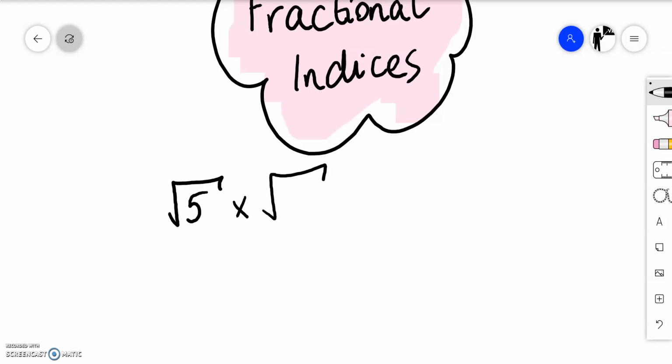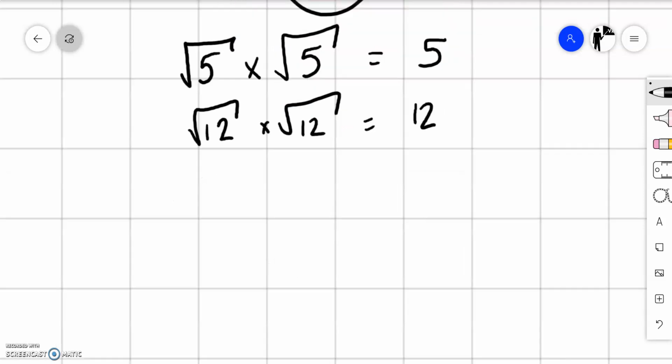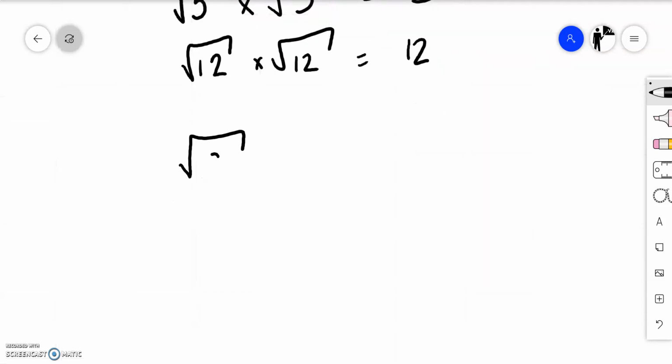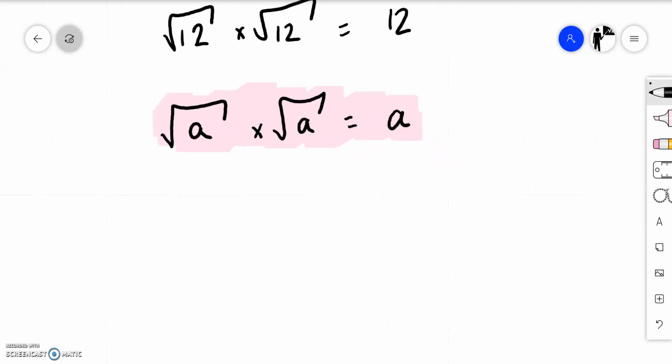If we recall the problem root 5 times root 5, that would become the square root of 25, which is 5. Remember we had that shortcut. Root 12 multiplied by root 12 is simply 12. So we can generalise this to root A times root A is equal to A. This is a general form of this problem. Hopefully that's okay so far. But let's think a wee bit closer.